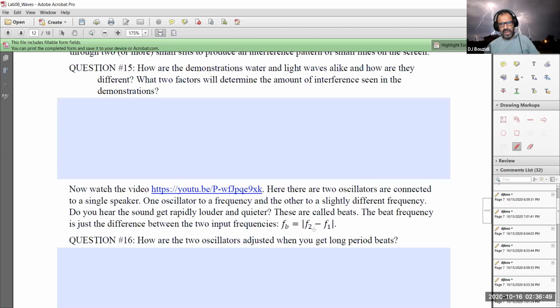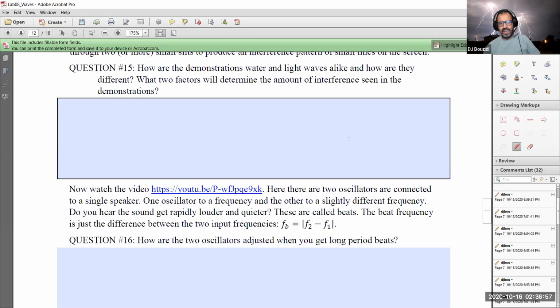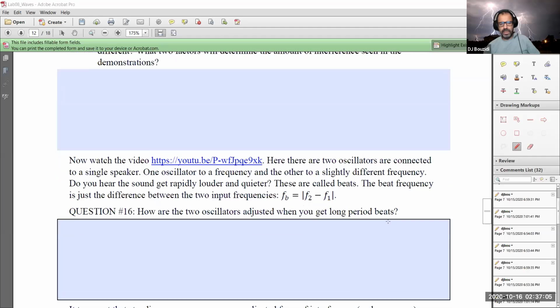If they come with the same frequency, then you can have constructive or destructive interference. There is no problem with it. But if they come with different frequencies, then you can have beats. Okay. So that is the answer to that.